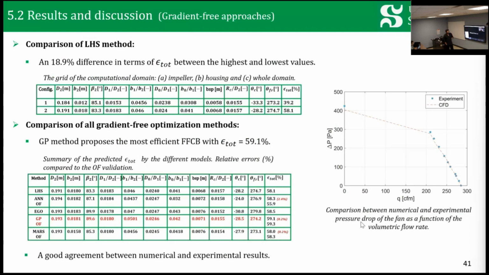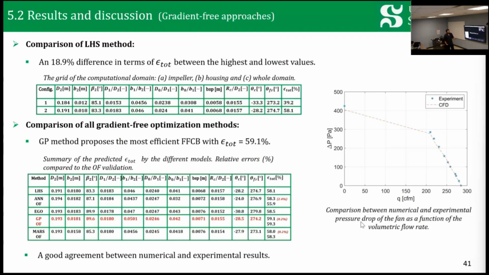So here in the first part, since we have 121 samples obtained from LHS, I compare the two samples that have the lowest and highest efficiency. There is around a 19% difference in efficiency.